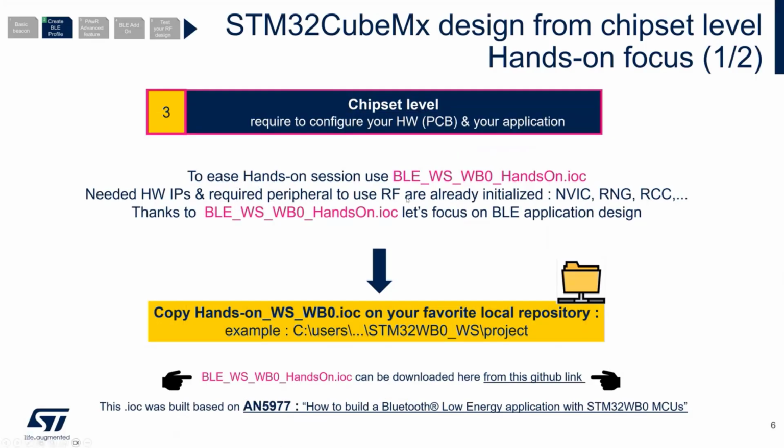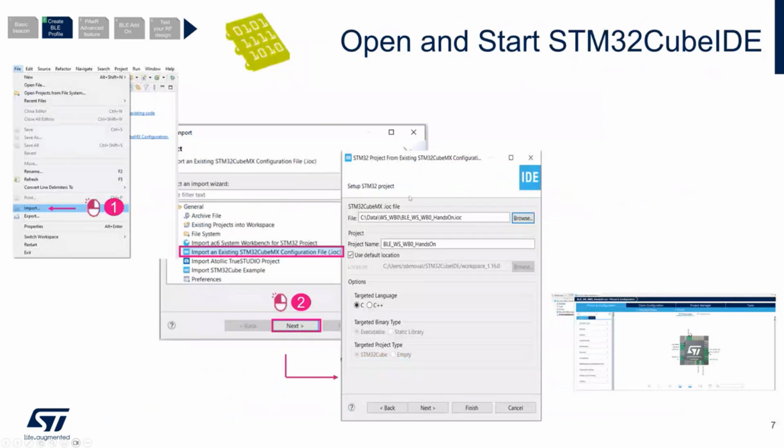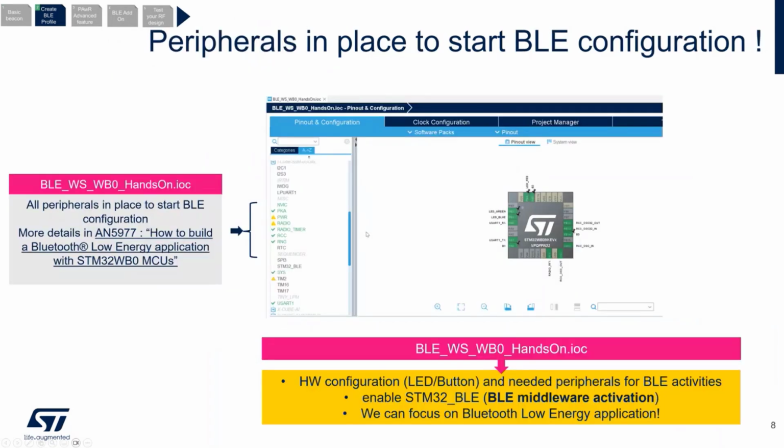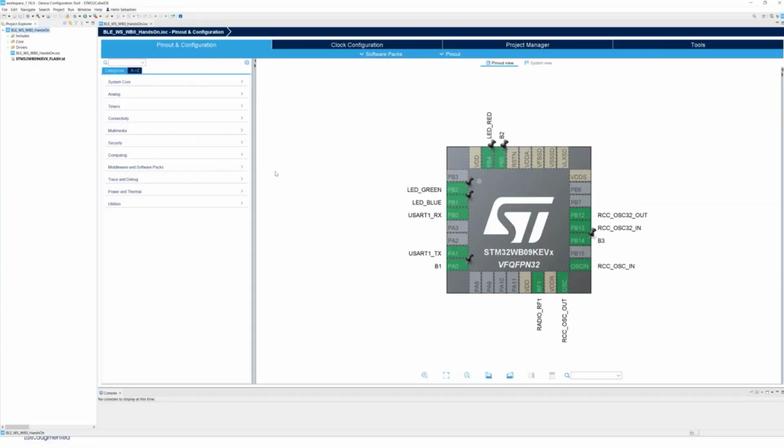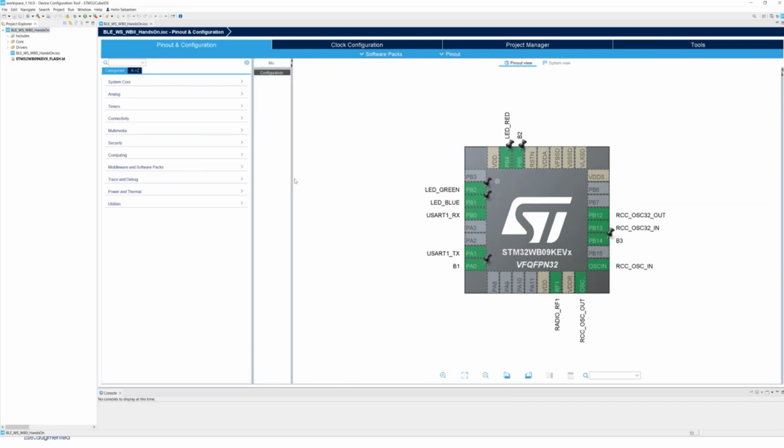So here I will simply import this already made IOC file. Here is the step-by-step document that you will receive. And on my side, I will open STM32CubeIDE. I already imported this file.